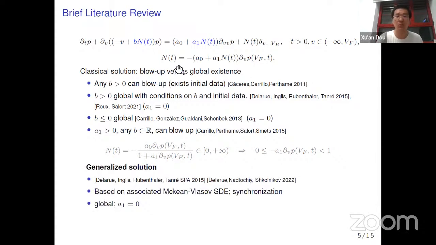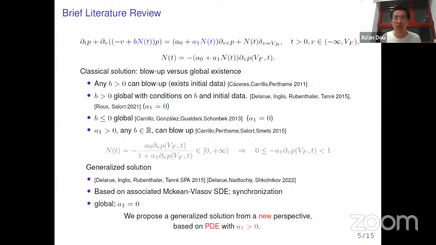For generalized solution, the pioneering work is this paper in 2015. They proposed a generalized solution based on the corresponding McKean-Vlasov type SDE rather than this Fokker-Planck PDE. In their definition, they make a clear link between the blow-up of the fan rate and the synchronization of a neural network. They also prove the global existence of their generalized solution, yet they also only work with the case A1 is 0. In this work, we propose a generalized solution from a new perspective. In particular, our construction is only based on the PDE and works with the case A1 positive.